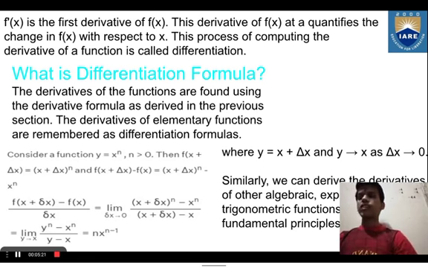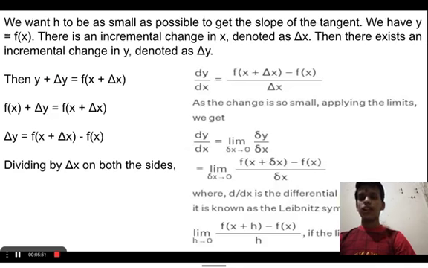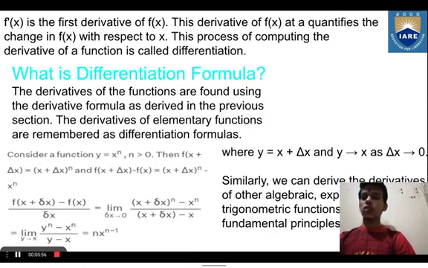So f dash of x is the first derivative of f of x. The derivative of f of x at a quantifies the change in f of x with respect to x. This process of computing the derivative of a function is called differentiation. Now let's see what the differentiation formula is. The derivatives of a function are found using the derivative formula as derived in the previous section, that is, with this formula: limit as h tends to 0 of f of x plus h minus f of x, divided by h.